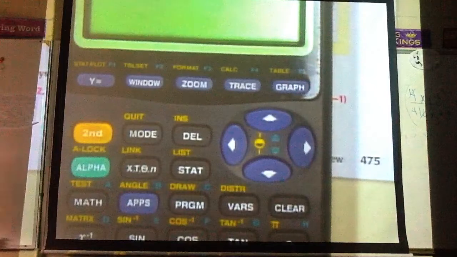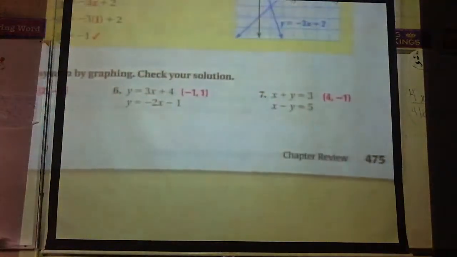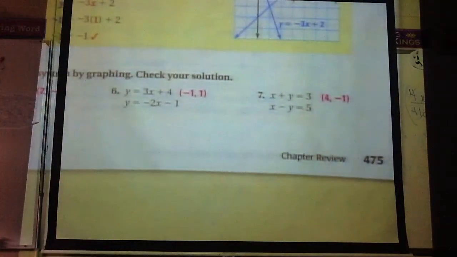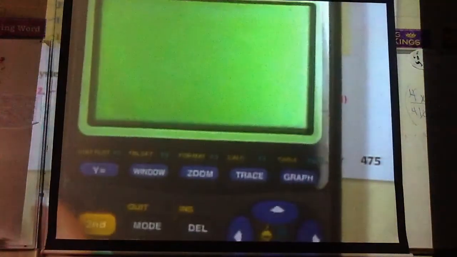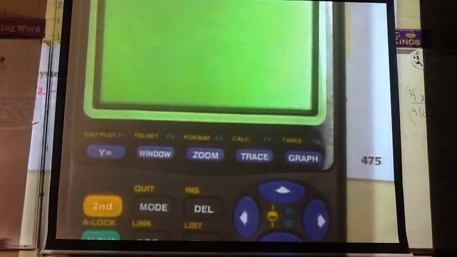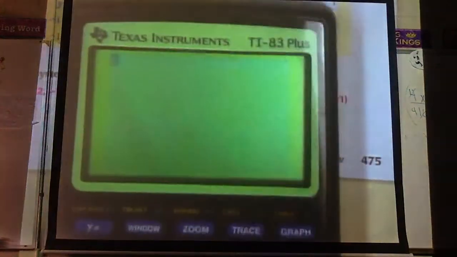Okay, so what we're going to do here is we are going to actually put into the graphing calculator number 6. And we see here we have the answer already. Of course, in your books, you do not have the answer. But we're going to make sure that we get it right in our graphing calculators. So I'm going to throw a graphing calculator up here, and we see the screen. Okay, so I'm going to go ahead and turn it on. Okay, so I have it on.